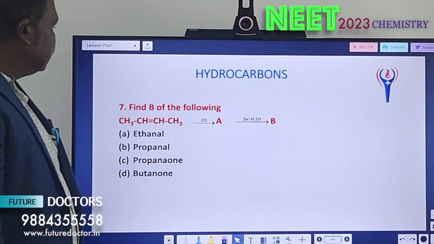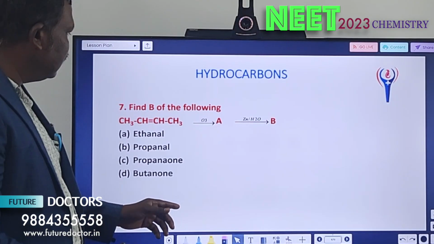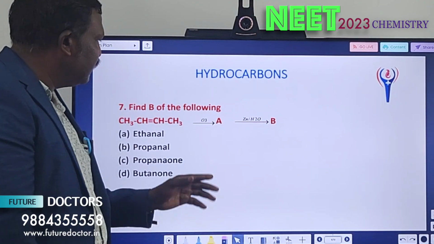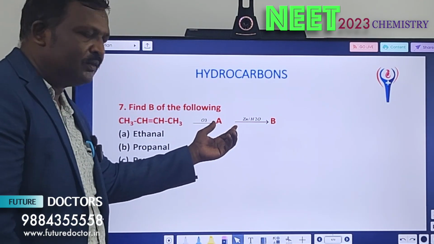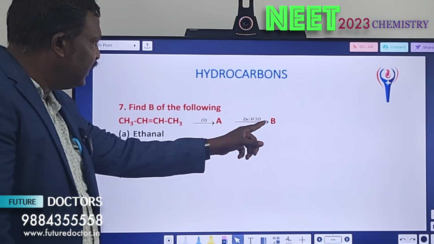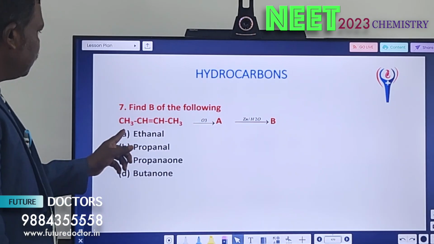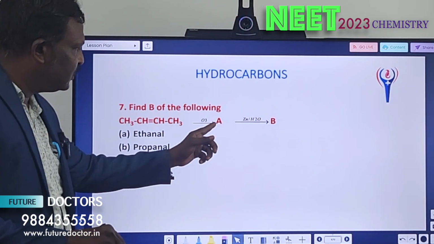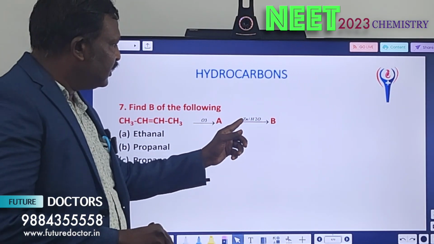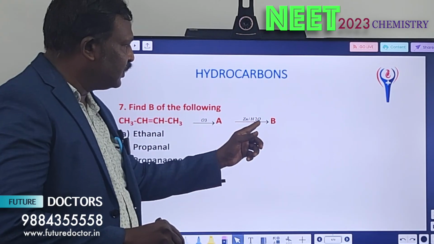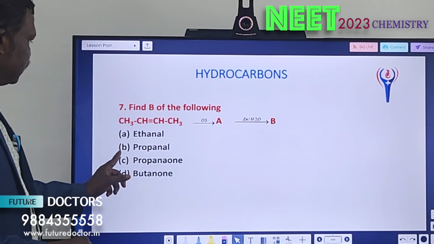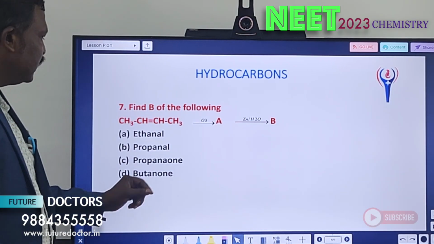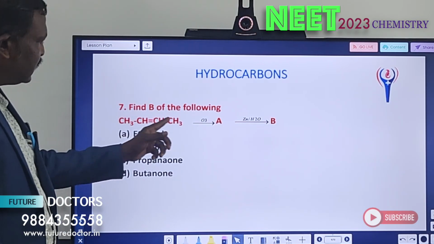Find B of the following. I want only B, I don't want A. But you have to find A first, then we can find B. It's an intermediate product. See, CH3CH double bond CHCH3 on ozonolysis gives A, which reacts with zinc in presence of H2O to get B. Option A, ethanol. Option B, propanol. Option C, propanone. Option D, butanone.